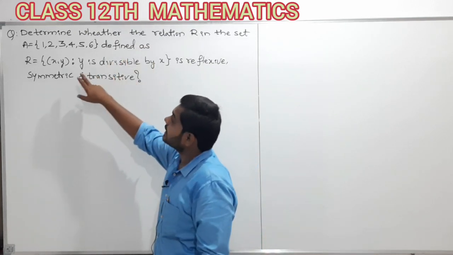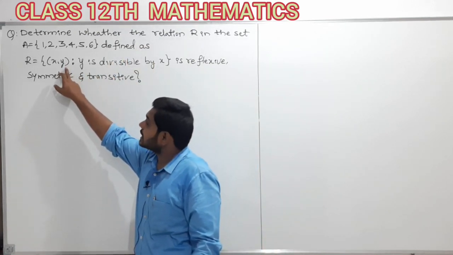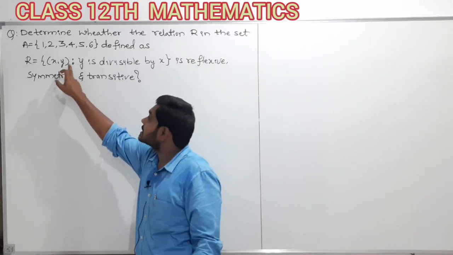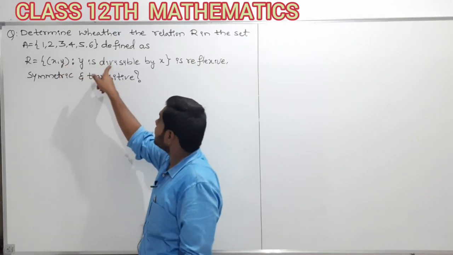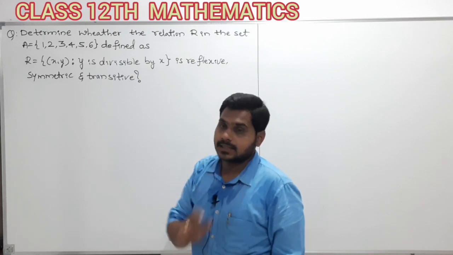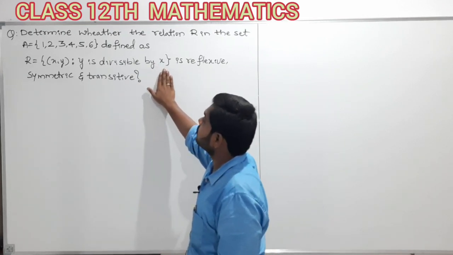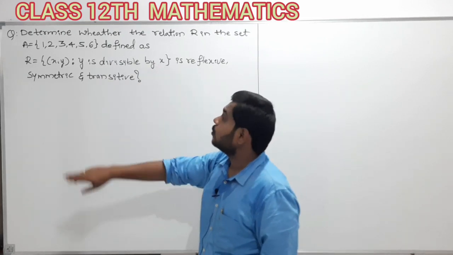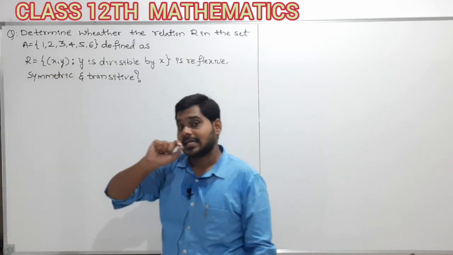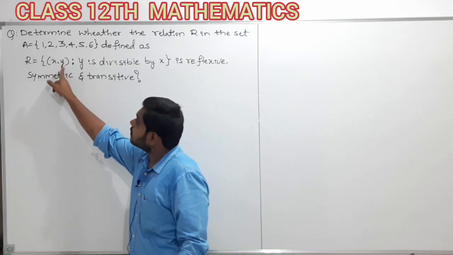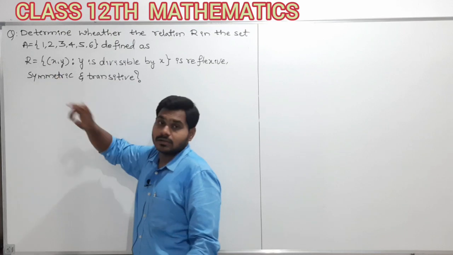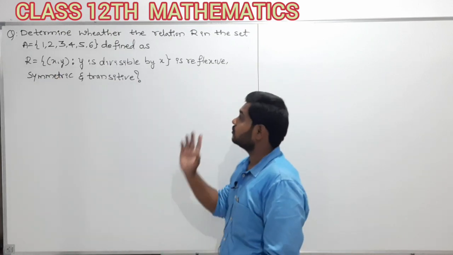The relation R is defined as the collection of all ordered pairs such that Y is divisible by X. So such ordered pairs we should take, my dear students. So what is that? Y is divisible by X. Please keep that in your mind. Here it is. Y is divisible by X. Such ordered pairs we should take.